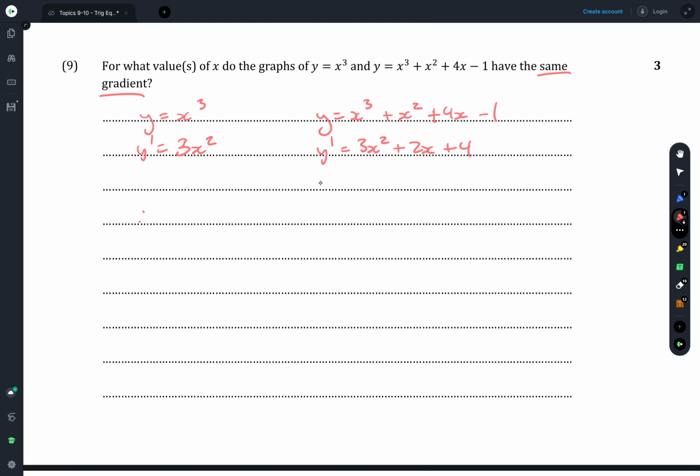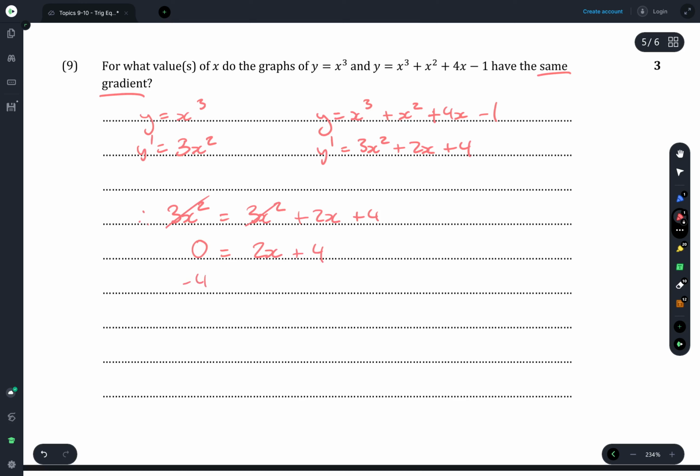So therefore, like I said, I'm trying to find when they have the same gradient. Well, these are their gradient functions, so I'm going to make their gradient functions equal. So 3x squared equals 3x squared plus 2x plus 4. And now just start solving. So I'll subtract 3x squared over, and the 3x squares will cancel out, leaving me with 0 equals 2x plus 4. Take the 4 over, and then x equals negative 2. And that is the only value for where the gradients are the same.